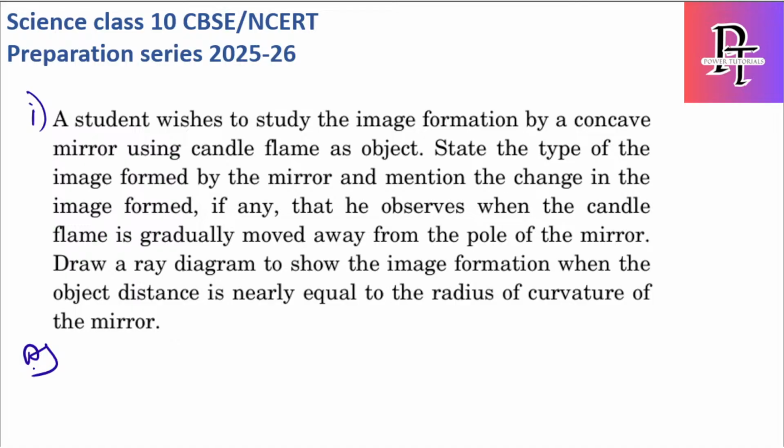Draw a ray diagram to show the image formation when the object distance is nearly equal to the radius of curvature of the mirror. So simply in this question they are asking to get the ray diagram where the u value is exactly equal to r. Why am I saying that? Because they have mentioned it is equal to the radius of curvature. The distance of the object from the pole is equal to the radius of curvature, which is r. So for this condition we have to draw the ray diagram, for a concave mirror. Okay, so let's draw it.